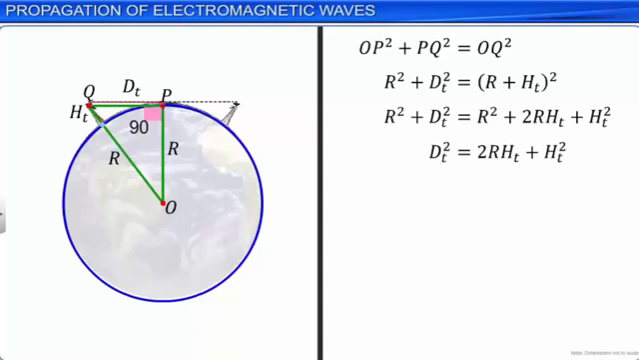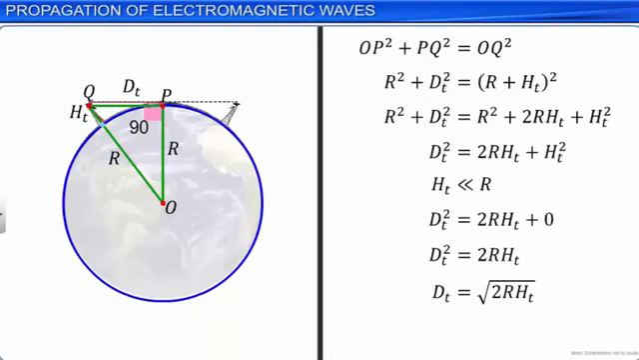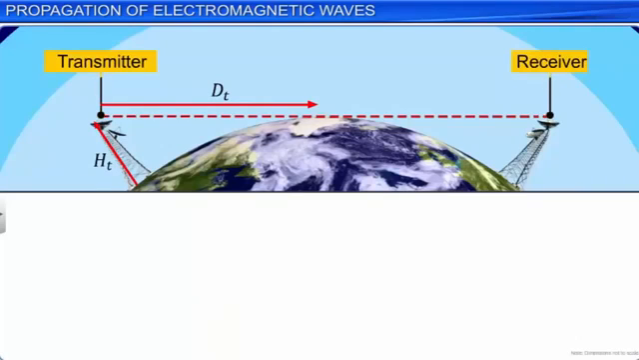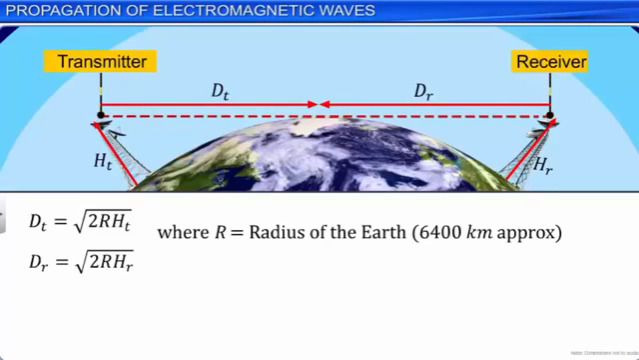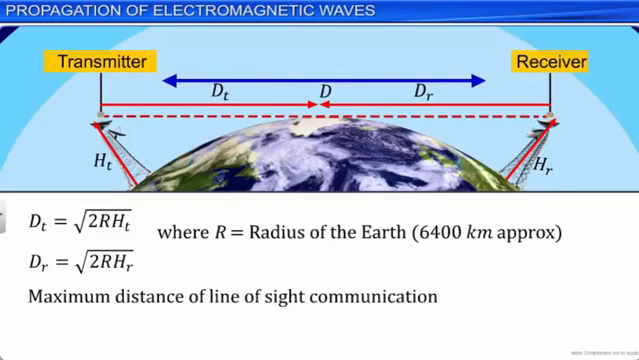As ht is much less than R, we neglect the term ht square in the expression. This gives us the distance dt of the horizon from an antenna of height ht is equal to under root 2Rht, where R is the radius of the earth. Similarly, the distance dr of the horizon from a receiver of height hr is equal to under root 2Rhr. The maximum distance d for line of sight communication between two antennas with heights ht and hr is given by the sum of their distances from the horizon as shown here.